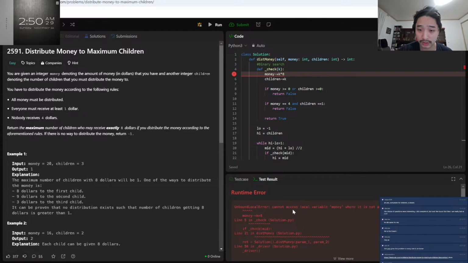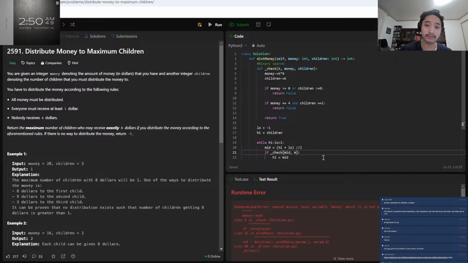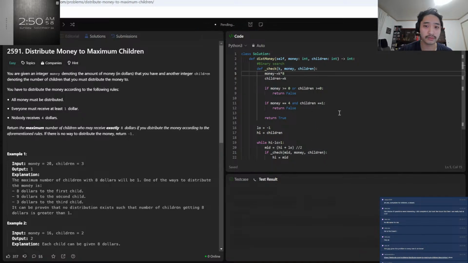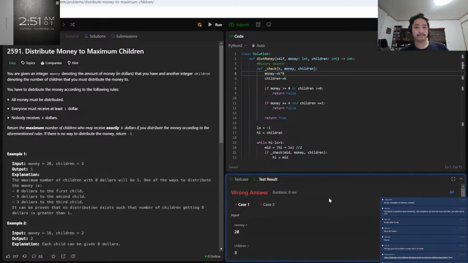Minus, well, what's... Oh, I can't. Oh, really? Okay, fair. I can see a possible other way of doing it too. Okay, so it's mid, money and children. So 3 and 2, what? Pardon? This shouldn't be correct.